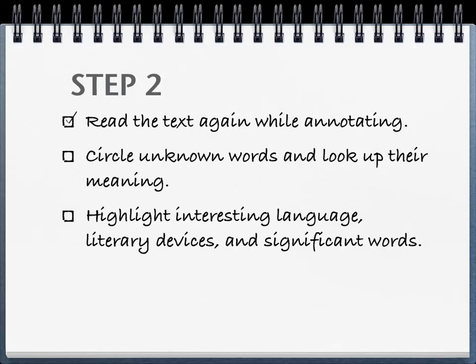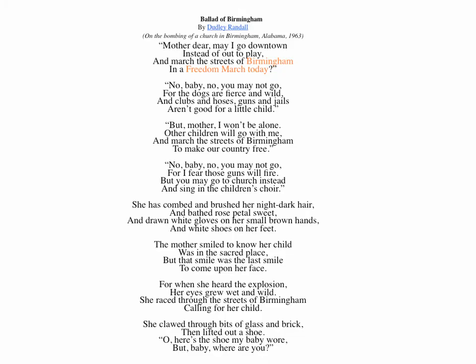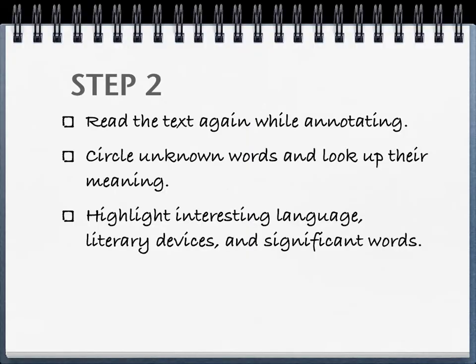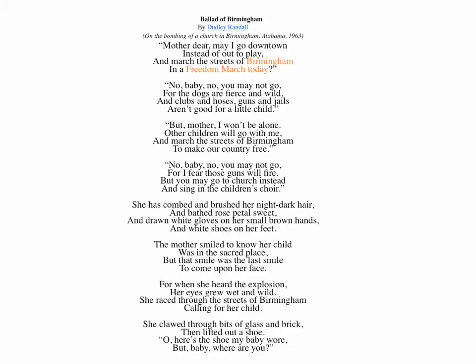Okay, we are ready for the last part of step 2, which is highlighting interesting language, literary devices, and significant words. So I'm going to go ahead and take a look at my text. Okay, and I went ahead and highlighted in the first stanza, Birmingham, because it's used several times, and Freedom March today, because I think Freedom March is something specific, and it's talking about what the girl wants to do.